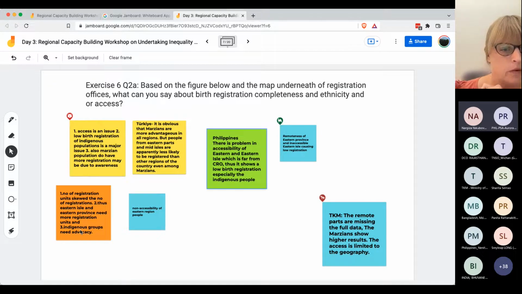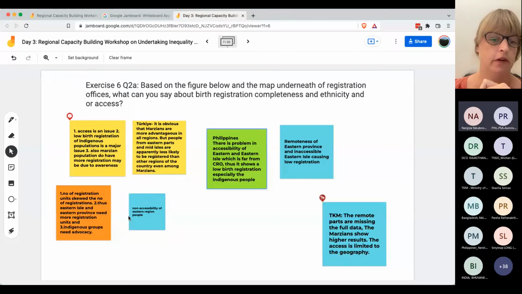You skewed the number of registrations. Yep, so this comment about the Eastern Isle needing more registration units, yeah, it's an access issue. And then, yep, there's lower registration in the East.